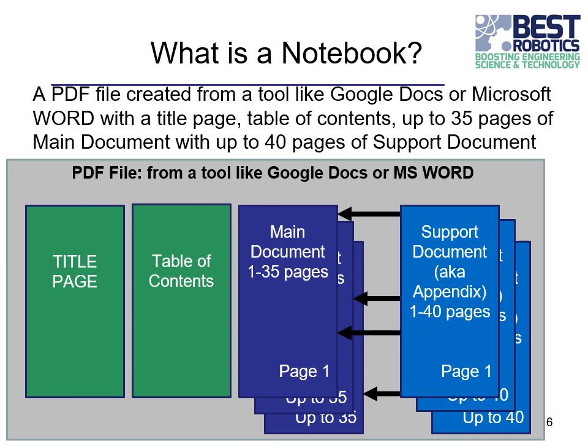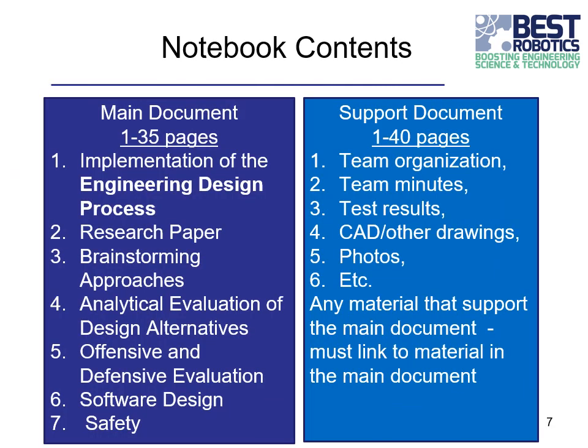And I'm going to talk about the two blue boxes next. Now the actual contents I have listed here at a very high level. The darker blue is the 35 pages. It has 7 pieces of information that you need to talk about. And we're going to talk about engineering design process, the first one, in more detail in a little bit. And then we'll talk about more detail of what's required for the other 7 pieces.